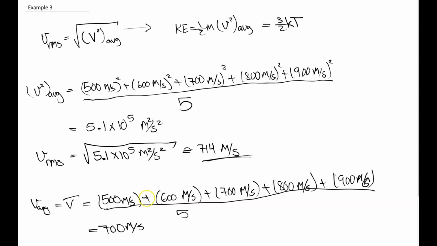And you notice that in general the RMS and the average speeds are not the same. So we just need to know what is used and what is needed in order to find whether we need the average or the root mean square average.